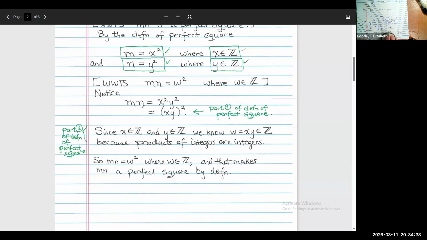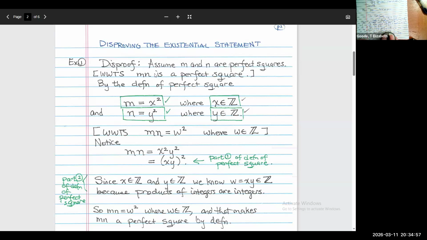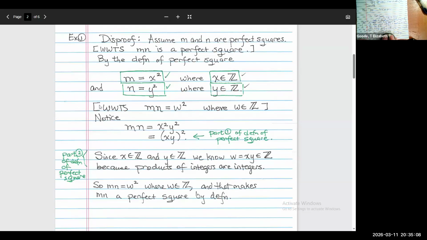And here we go through exactly what it took to prove that m times n is a perfect square. We showed it looked like something squared, and that something, we called it w, is an integer. And that's all a perfect square is. mn has to equal w squared, where w is an integer. That's why not only do I put my first wish, we wish to show mn is a perfect square. That gets me started. I realize I'm going to have to look at m times n, right? But then I dig into the wish a little more and I actually write what it's going to take to prove that mn is a perfect square.